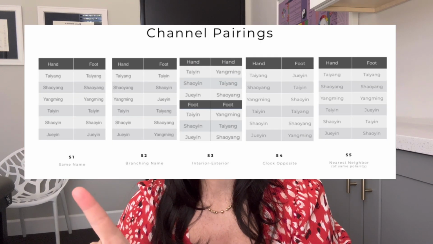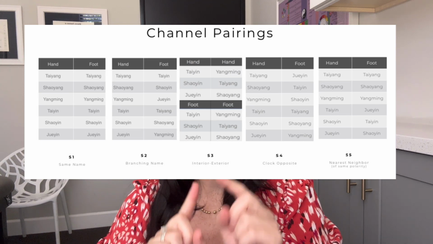So, last video went over the 5 systems within channel theory. The first system is the same name, which means hand Tai Yin is also bracketed with foot Tai Yin. So this is just hand and foot bracketed pairs. That'd be the same for Xiao Yin, so hand and foot Jue Yin, hand and foot Yang Ming, hand and foot Tai Yang, Xiao Yang. Okay, so hand and foot, that's system number 1.